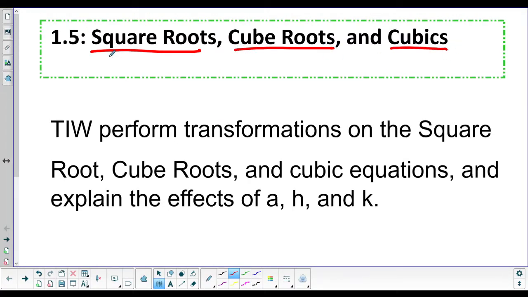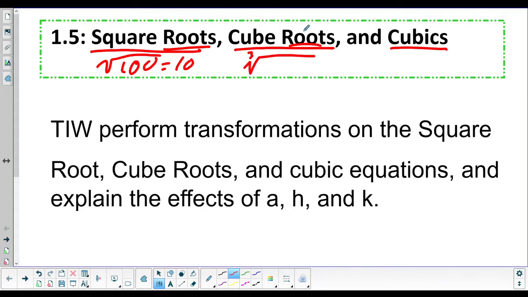We're going to talk about square roots, cube roots, and cubics. So square roots you've already heard of, right? Square roots. Cube roots are just another type of root, but instead of asking ourselves what number times itself is 100, of which the answer is 10, we're asking what number times itself 3 times is a number. So we put a little 3 on the root.